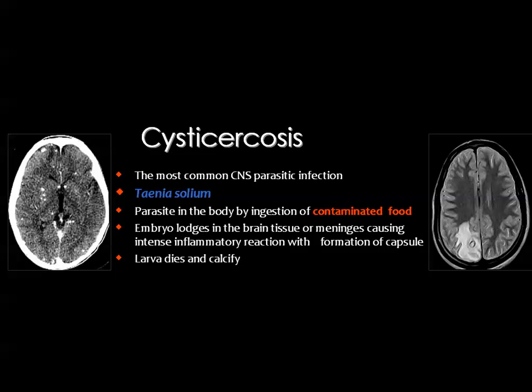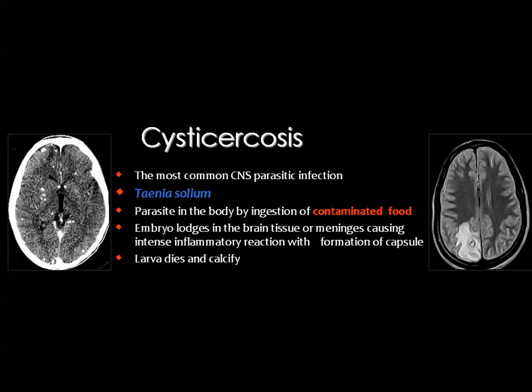Then we come to the parasites. The most common CNS parasitic infection is cysticercosis, which is caused by Taenia solium. This parasite goes inside the body through contaminated food and reaches the brain tissue through the circulation. The embryo, whenever it reaches the brain tissue or the meninges, will cause an intense inflammatory reaction with the formation of a capsule. Then the larva dies and calcifies. So we have an active form of cysticercosis and a dead form of cysticercosis.